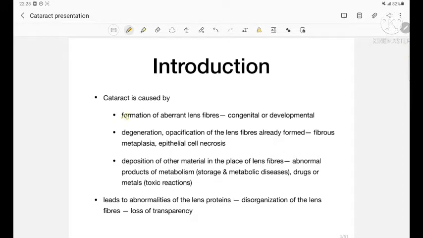Cataract is caused by formation of aberrant lens fibers, that is congenital or developmental, degeneration, opacification of the lens fibers which are already formed because of fibrous metaplasia and epithelial cell necrosis, and deposition of other material in the place of lens fibers, that is abnormal products of metabolism in storage and metabolic diseases, drugs or metals like toxic reactions. And this leads to abnormalities of lens proteins, in turn leads to disorganization of lens fibers and loss of transparency leading to cataract.